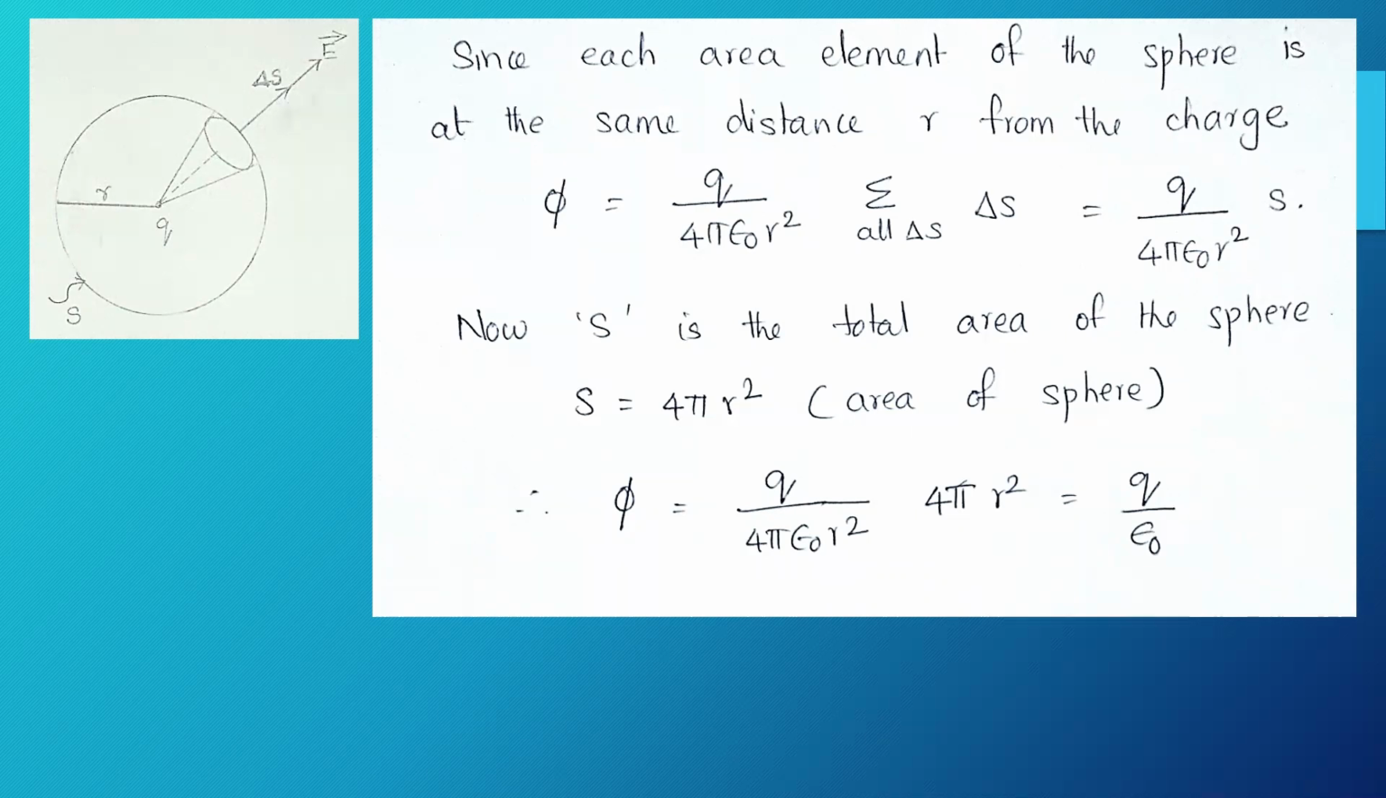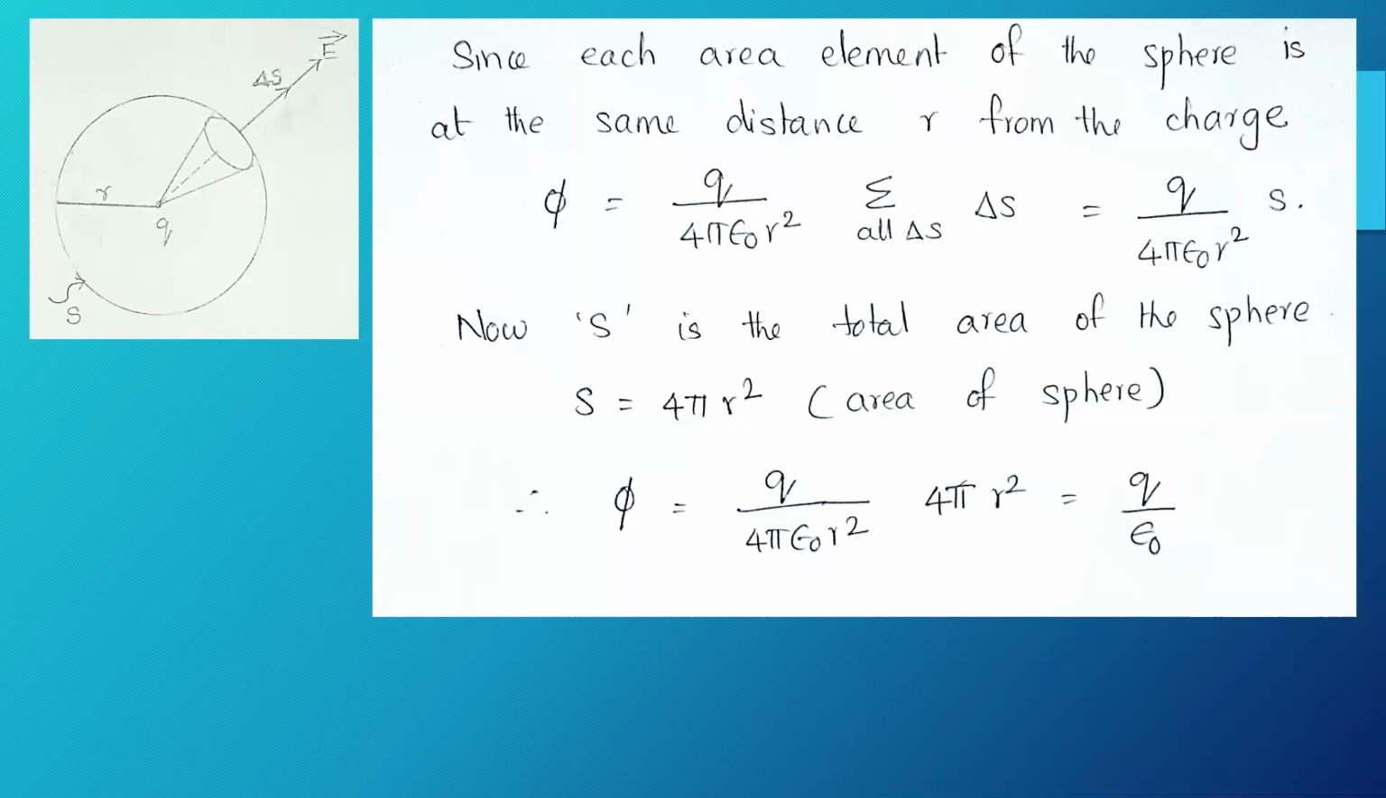Why are we adding like this? Because as I told you earlier, each and every delta S is at the same distance from the center of the sphere. Therefore, finally, we get the expression for phi. Phi is equal to q by 4 pi epsilon naught r square into S. Now, what is S? S is the total surface area of the sphere. We know the formula for the surface area of a sphere. S is equal to 4 pi r square.